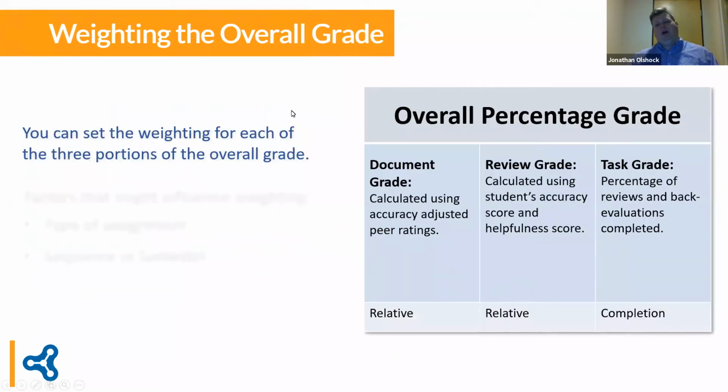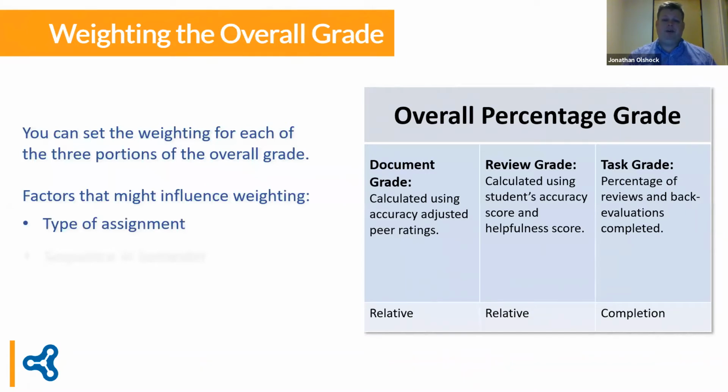Another way that you have to control the grades here in Peerceptiv is to weight the different parts of the grade for the students. While we pass an overall percentage grade, those three parts, document, review, and task, can all be weighted differently depending on different factors of that assignment. Let's look at some of those factors now and discuss when you might adjust these grades. Out of the box, our default settings are 40, 40, 20, as you see it here. So 40% for the document grade, 40% for the review grade, and 20% for the task grade.